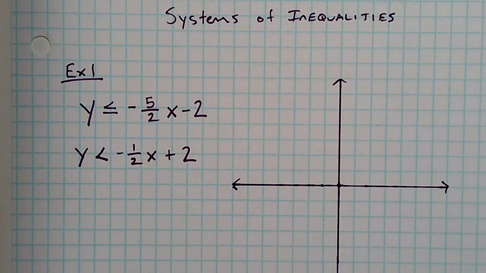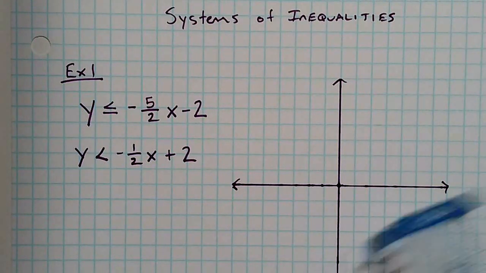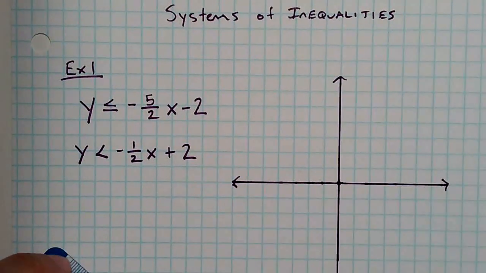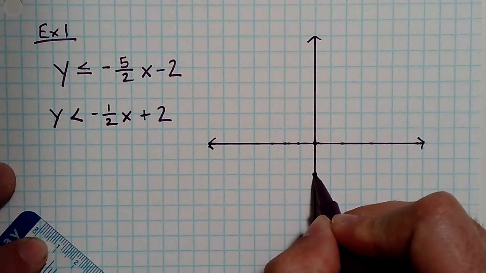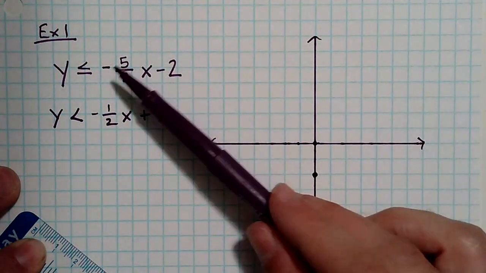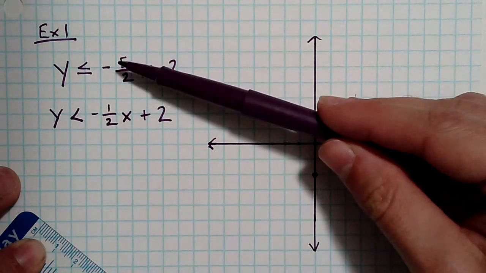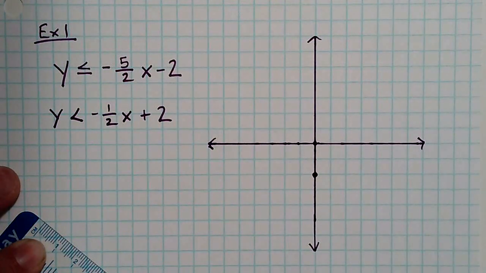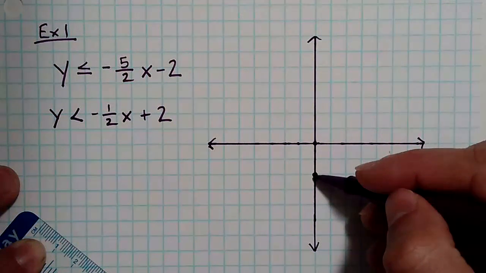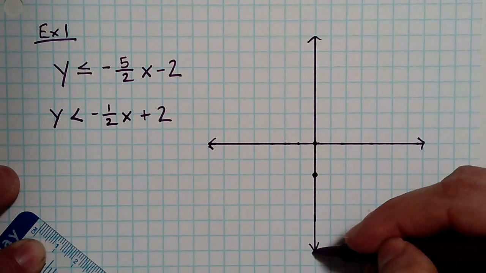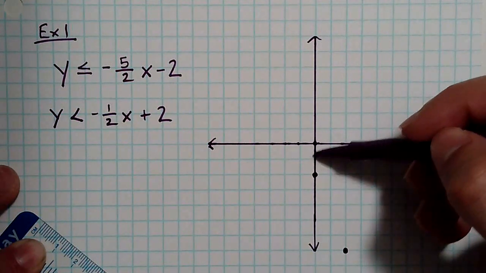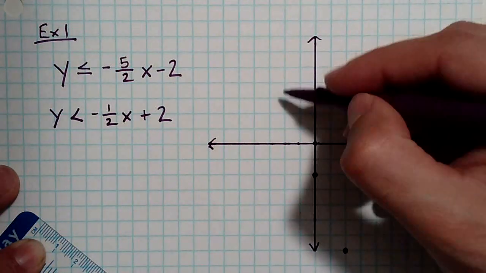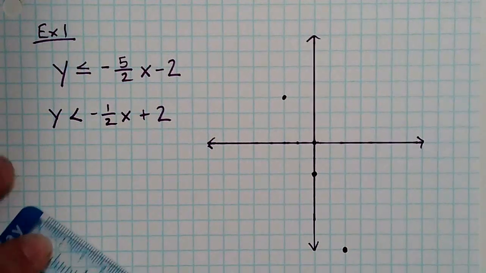All right, example one. We have two inequalities here, and we're going to start by graphing the top one. It has a y-intercept of -2 and a slope of -5/2. I'm going to go down 5, right 2, because I put the negative on the numerator. Then I reverse: up 5 and left 2. And I'm going to connect these.